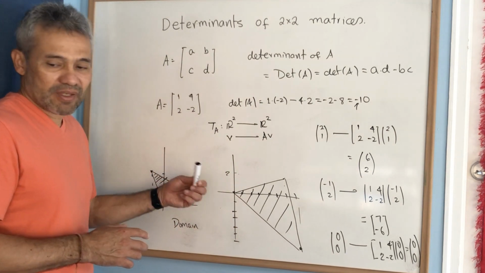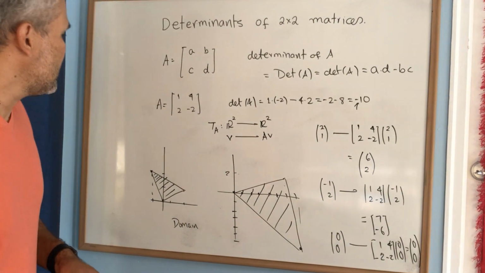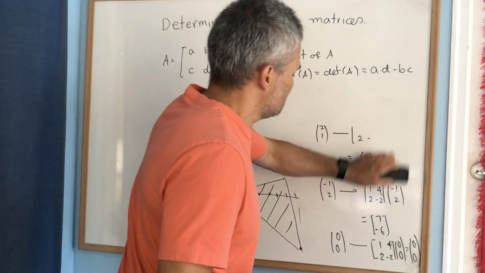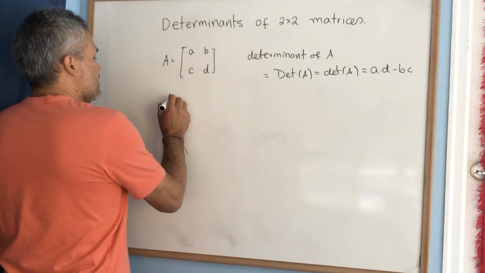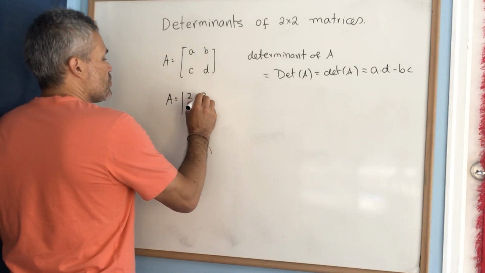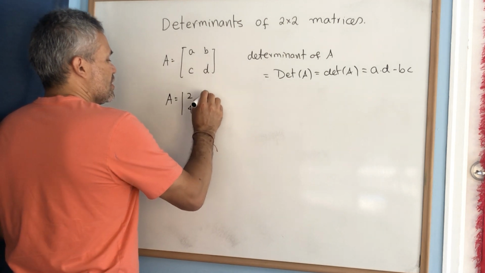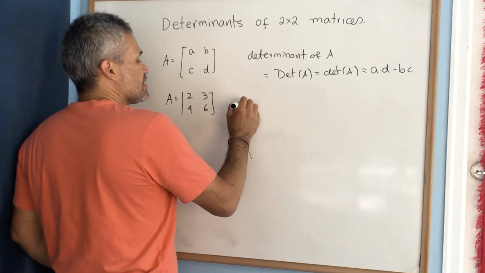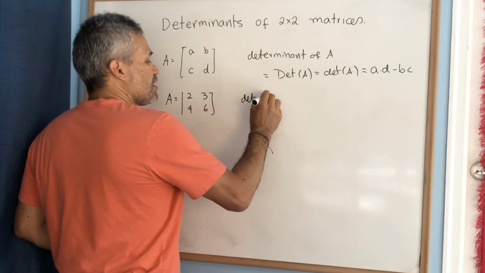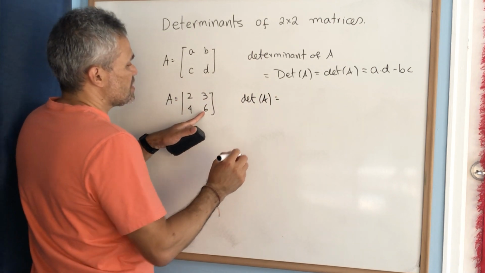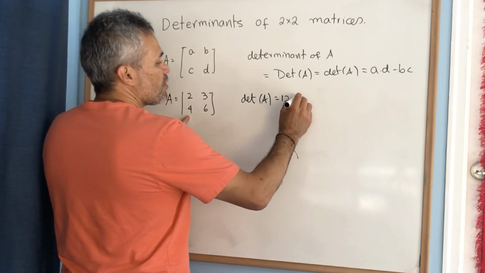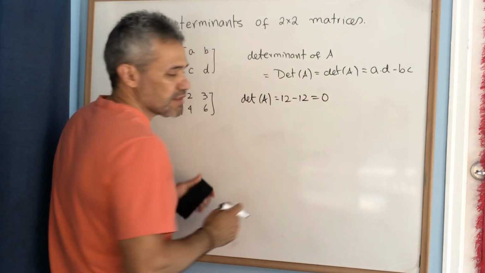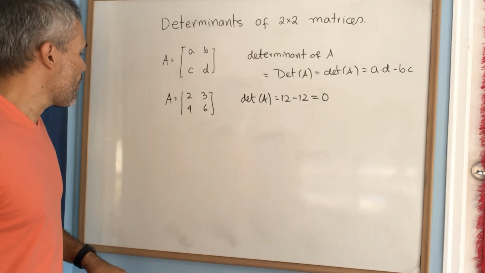Let's do another example like this. If our matrix A is 2, 3, 4, 6, then in this case the determinant of A is 2 times 6 is 12 minus 3 times 4 is 12, which is equal to 0.